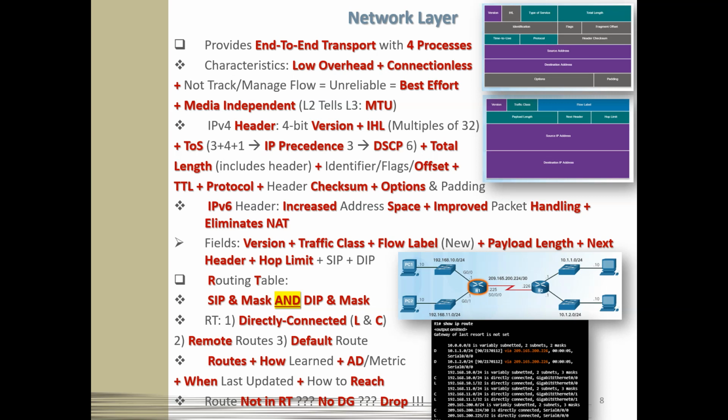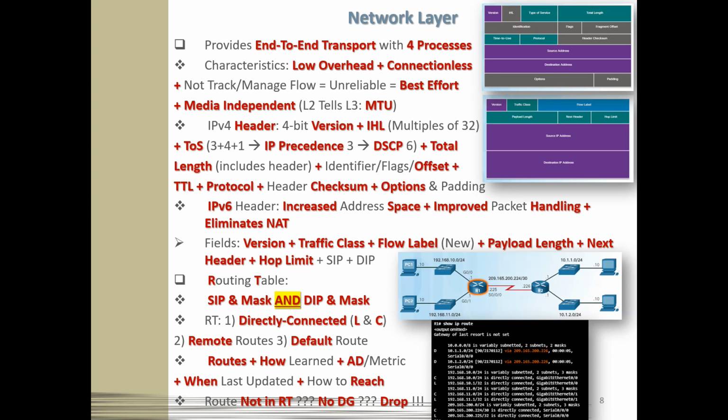This is the IPv4 address of the interface on the router, represented by L. So these two entries, L and C, it is important to remember that they are automatically added to your routing table as soon as you activate an interface of that router. You give it an IP address and subnet mask, and then you provide the no shutdown command to activate it.